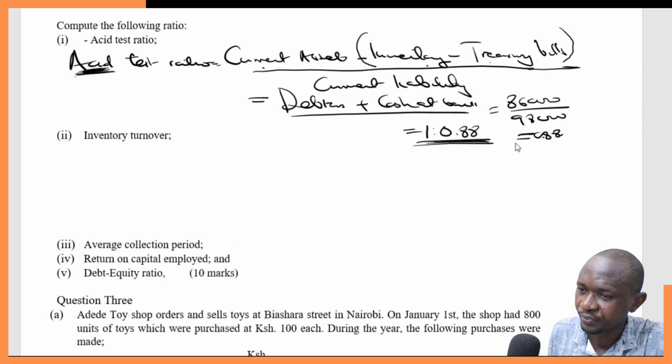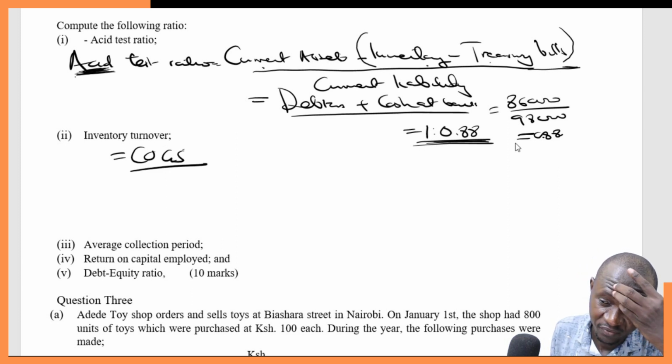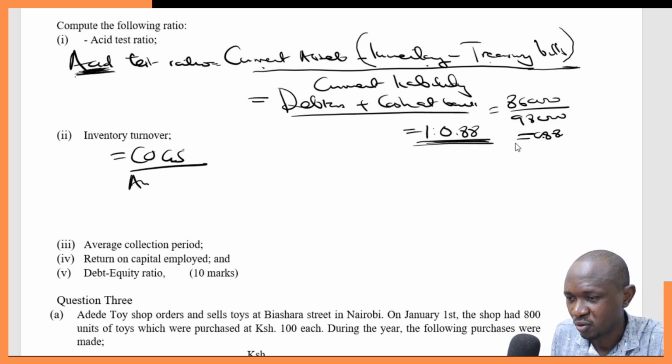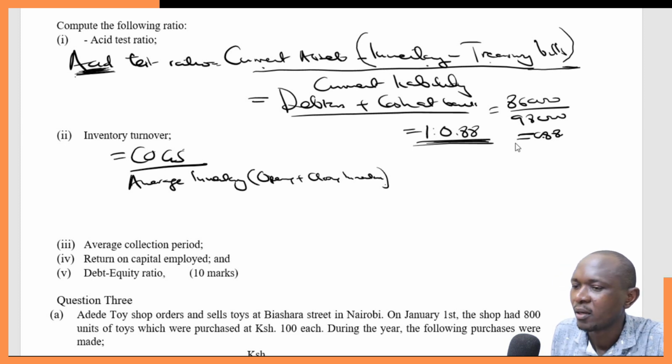So you can talk of inventory turnover as having the formula cost of goods sold over inventory. We normally talk of the average inventory. The average inventory is opening inventory plus closing inventory, so opening stock plus closing stock. And this is cost of goods sold. Now, how do we get cost of goods sold? Cost of goods sold is sales minus cost of sales. Sorry, this will give you gross profit.